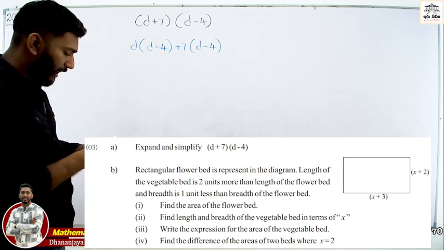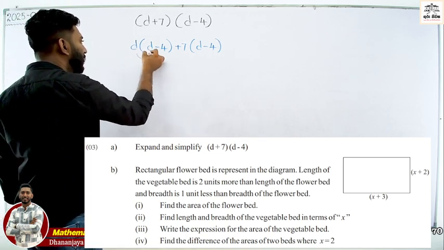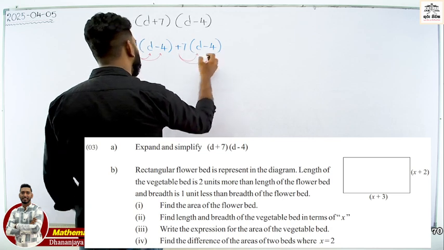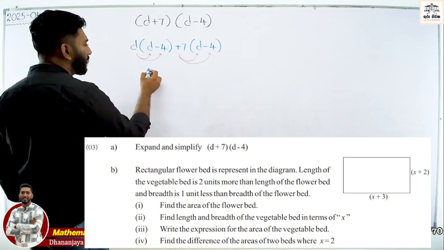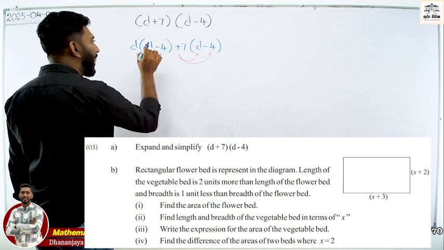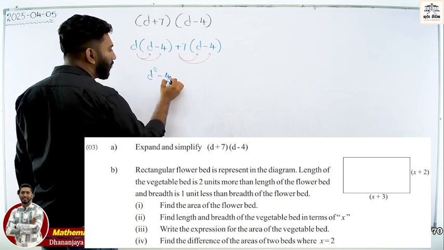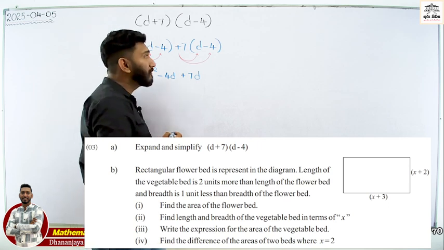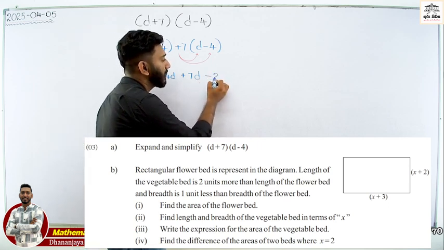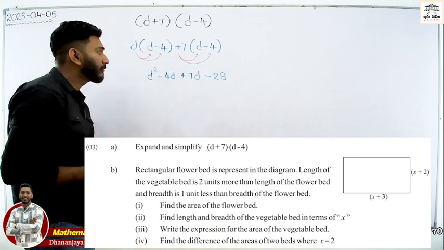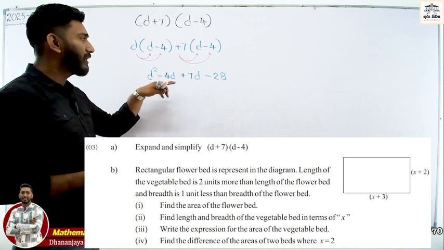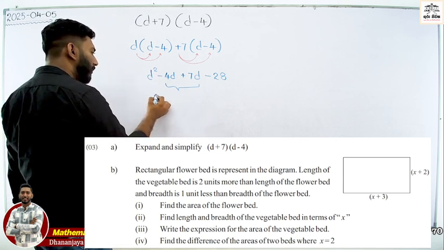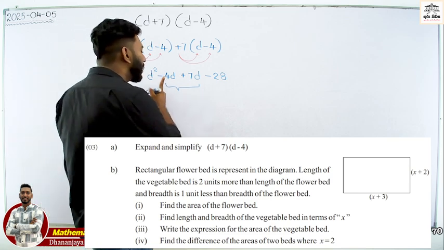Now you know how to expand, right? It's like this, d into d, d into minus 4, plus 7 into d, plus 7 into minus 4. Right. D into d becomes d to the power of 2, and d into minus 4 is minus 4d, and plus 7 times d is plus 7d, as well as plus 7 into minus 4 becomes minus 28. Now look at the middle ones. We call them like terms, and you can simplify these ones. First one becomes d to the power of 2, we call it d squared. And minus 4d plus 7d.